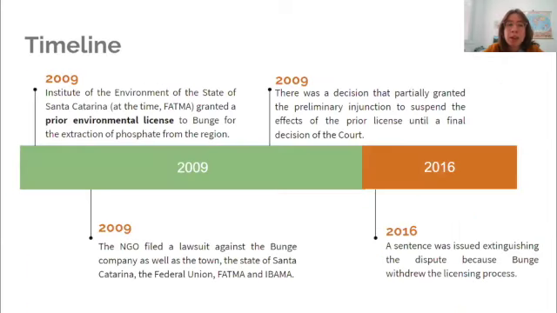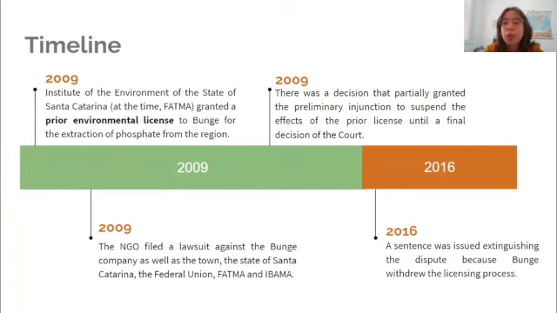I prepared here a timeline of the judicial action, because in 2009, the Institute of the Environment of the state of Santa Catarina, at the time the name was FETMA, granted a prior license for Bunge to the extraction of phosphate from the region. This prior license was about the suppression of hectares of Atlantic forest and also for the implementation of a tailings dam almost 95 meters high.